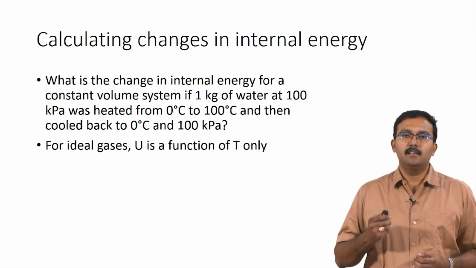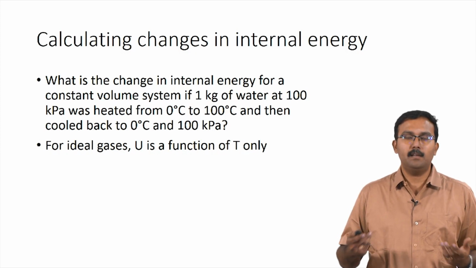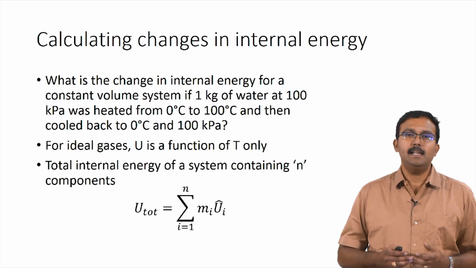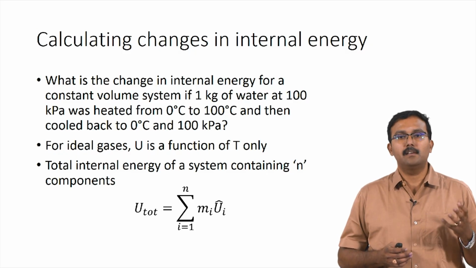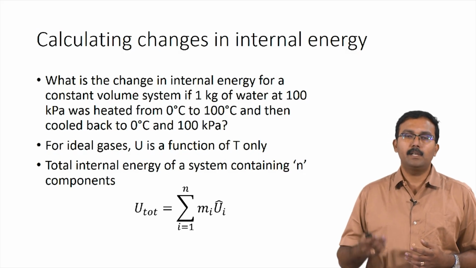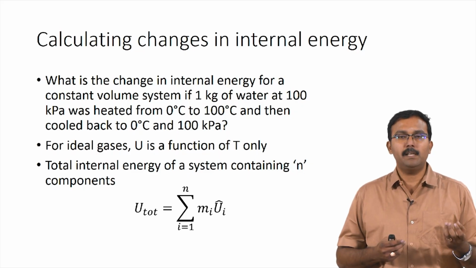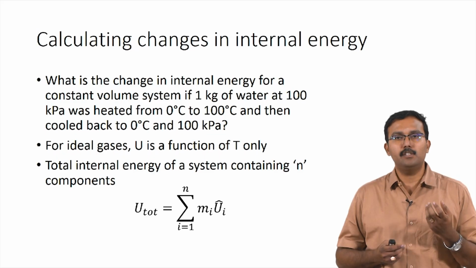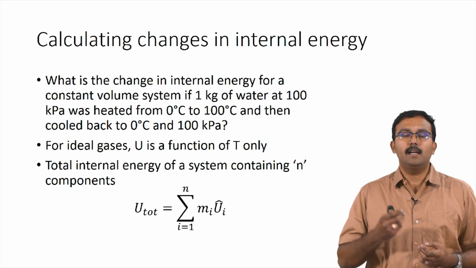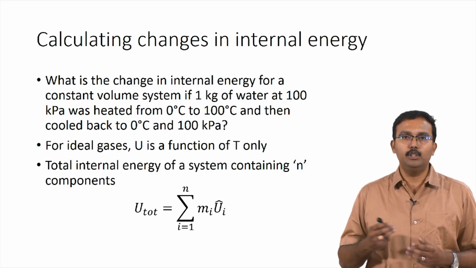For ideal gases, internal energy is a function of temperature only. It does not depend on any other property. Pressure will not affect internal energy. Total internal energy of a system which contains n components can be calculated as U total equals sigma of m_i times U-cap_i, where U-cap is the specific internal energy and m is the mass of that component. The product of mass times the specific internal energy of that component will give you the total internal energy of that particular component, and summation of all the internal energies of the different components will give you the total internal energy of the system.